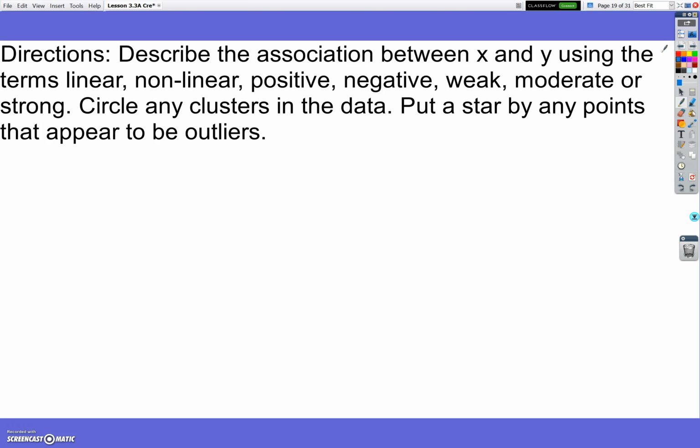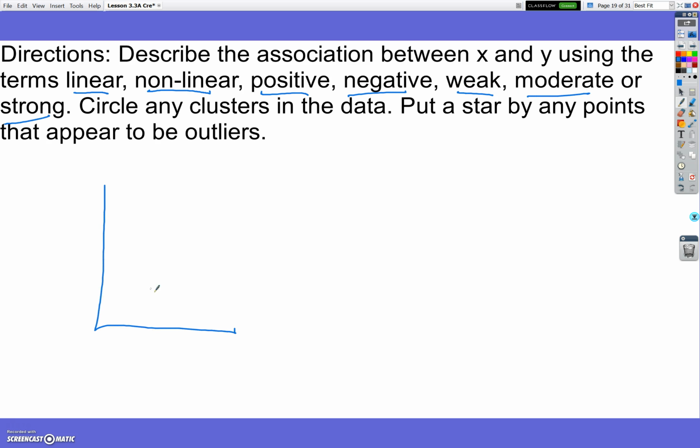So what we're going to be doing now is we're going to look at several different ones, and you're going to tell me a few things. You're going to describe it using these words. Is it nonlinear or is it linear? Is it going to have a positive or a negative association? And is it weak, moderate, or strong?